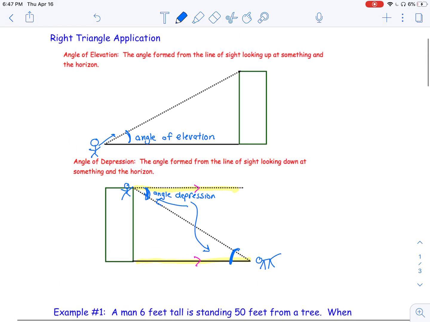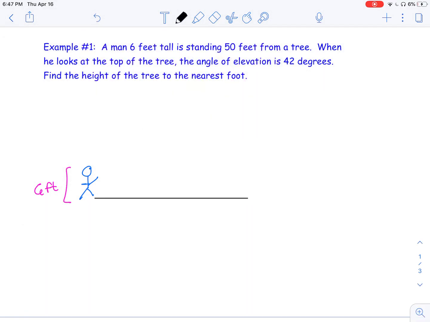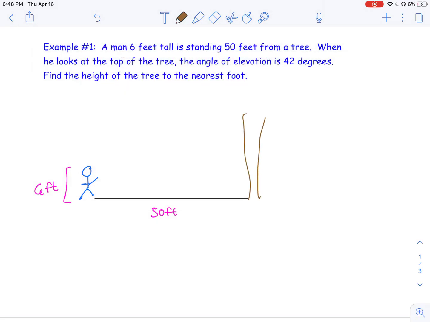So we're going to do a few examples here. I'll do the first example. And the big thing with these examples is that you need to draw a triangle. So it says a man is 6 feet tall and is standing 50 feet away from a tree. So I have a guy, he is 6 feet tall, so I know that his height is 6 feet. And he is standing 50 feet, so that means this is going to be 50 feet away from a tree. So here's my tree.